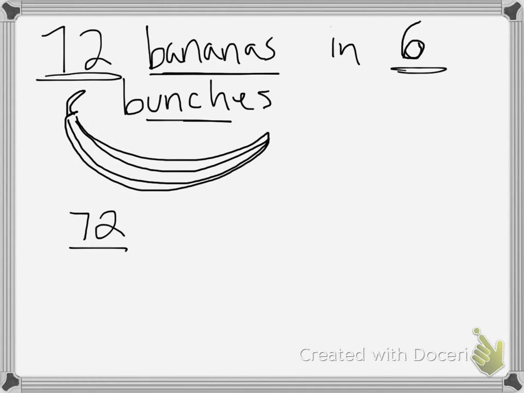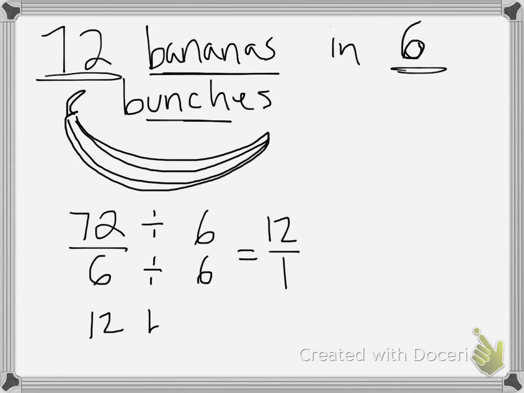So I'm going to set this up as a fraction, 72 over 6. And just like we talked about with reducing fractions, I can divide my top and my bottom, my numerator and denominator, until I have a denominator of 1. So 6 divided by 6 would give me that denominator of 1. 72 divided by 6 would give me 12. So now I have 12 over 1. Let me express this as a unit rate, and that is 12 bananas in 1 bunch.